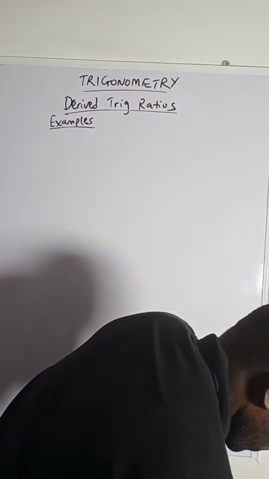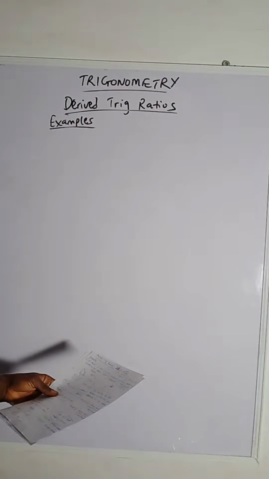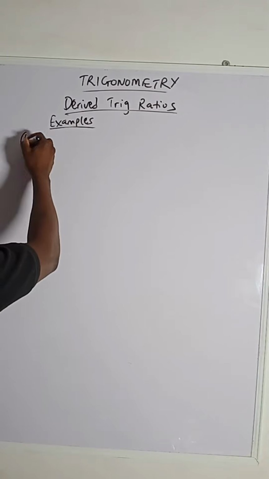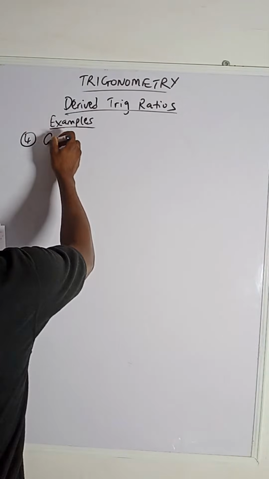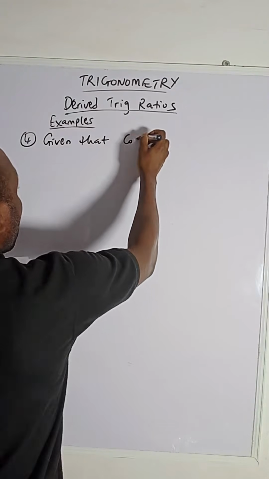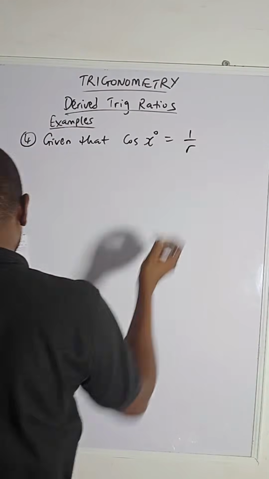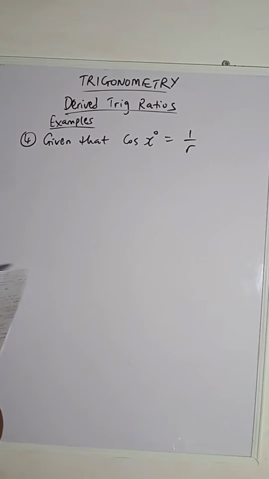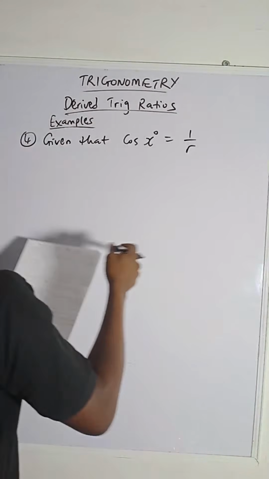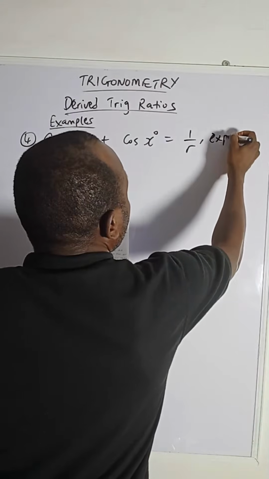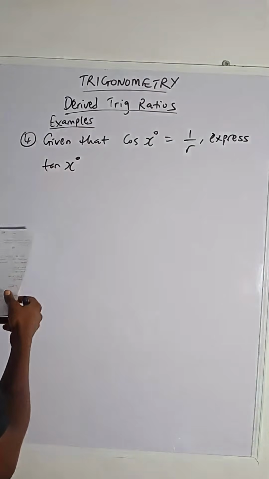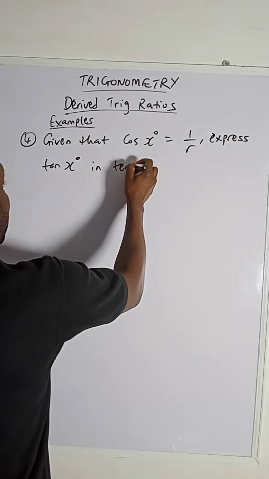Okay, so here's another question. I think this is example 4. Given that cos x degrees is equal to 1 over r, I think this is going to be the last example under derived trig ratios, okay? Yeah, I know some of you are already saying, let's move on to something else. Don't worry. Express tan x degrees in terms of r.